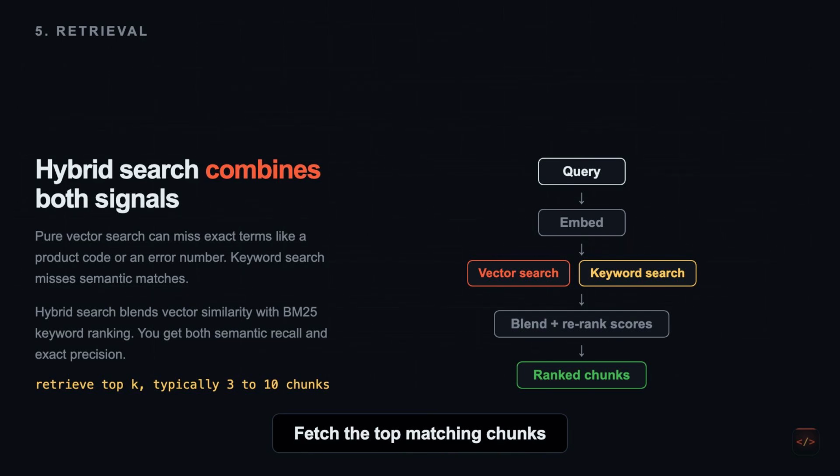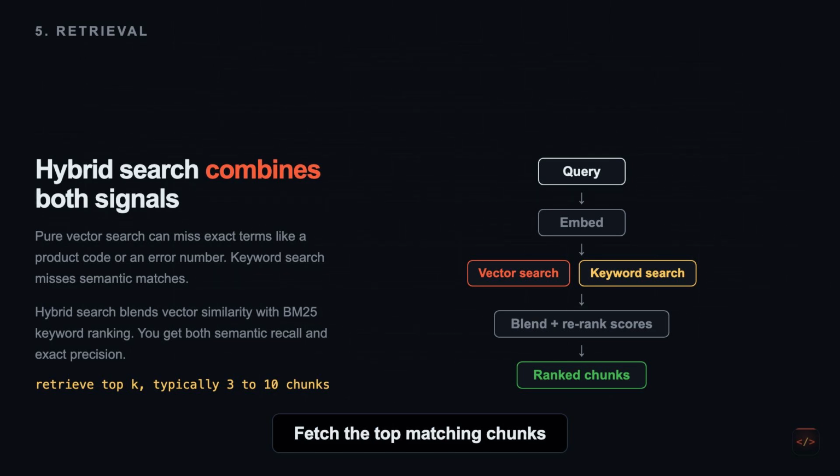We will take the user's question, embed it, and ask the database for the top k nearest chunks. It's often the closest 3 to 10. These come back ranked by similarity. Here is a detail that matters in production. Pure vector search can miss exact terms, such as, let's take an example, a product code or an error number, because meaning doesn't always mean exact string matches.